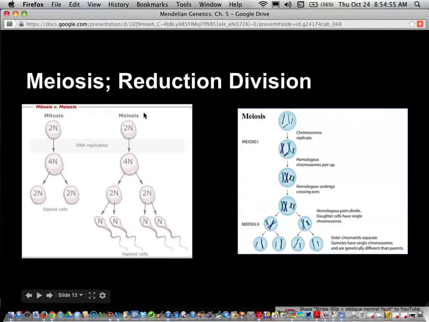So here it is in numbers. It's sometimes called 2N and 4N. Here it is in pictures showing what it looks like. Chromosomes replicate. They form double the normal amount, or 4N. Then it divides to 2N, and then it divides further to form haploid cells, sperm and egg in this case. Okay, does that make sense?